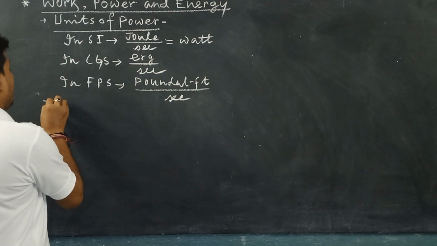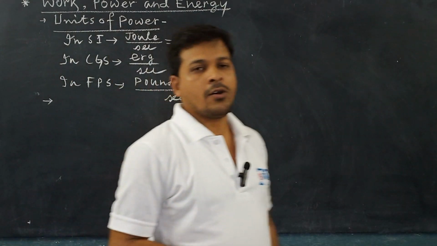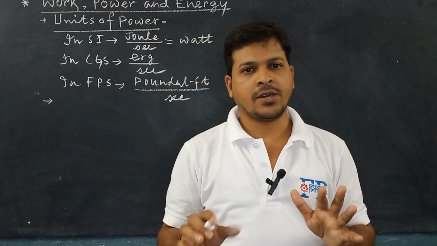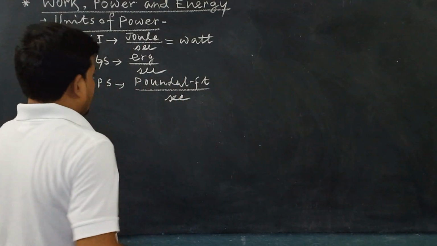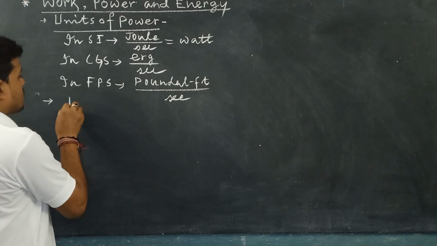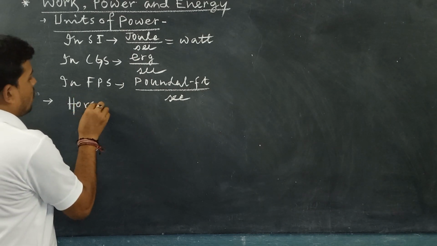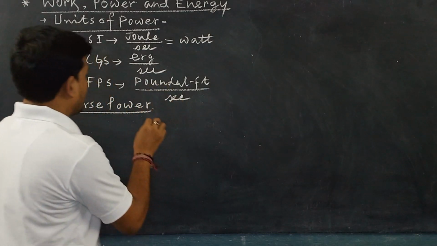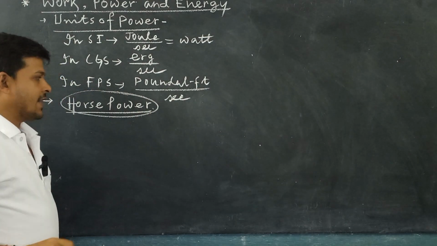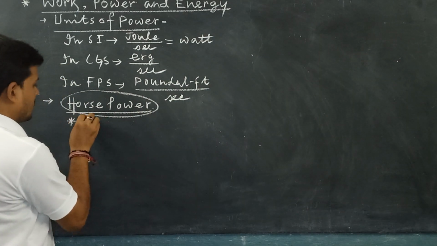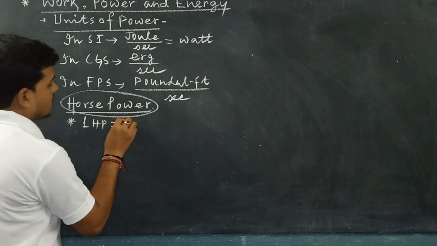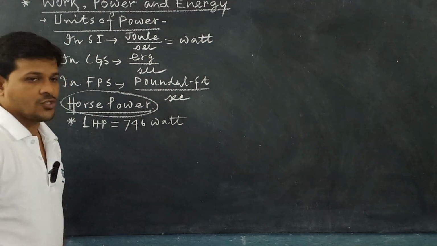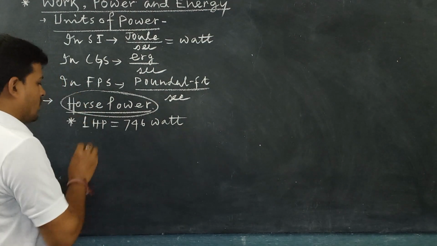Another unit is used to measure the power of a mechanical device or other devices, like electrical devices such as an electric motor. Here we use the term HP, horsepower. Another important unit is horsepower. Horsepower is a large unit of power. This is the practical unit of power. And 1 horsepower, a very important relation, is equal to 746 watt.